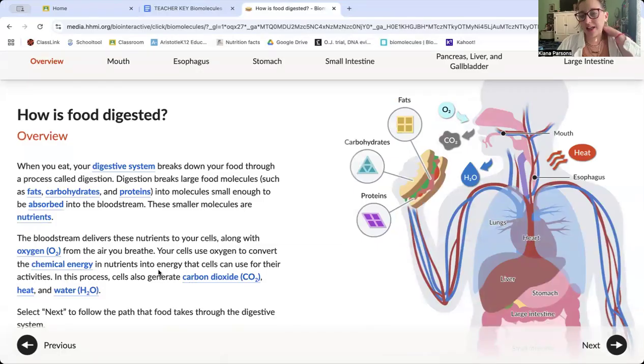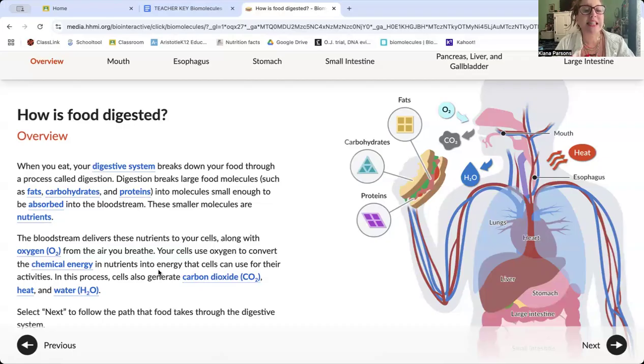Overview. When you eat, your digestive system breaks down your food through a process called digestion. Digestion breaks large food molecules, such as fats, carbohydrates, and proteins, into molecules small enough, that's the key. Digestion is breaking down large molecules into their smaller parts because in order for those molecules to be able to cross into the bloodstream and cross into the cells, they need to be small enough to diffuse and be absorbed. The small versions of these large molecules are what we call nutrients.